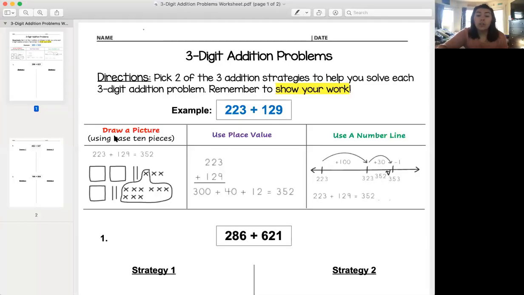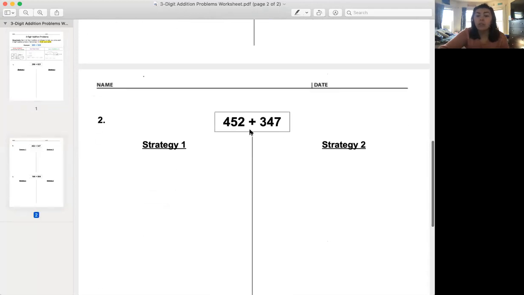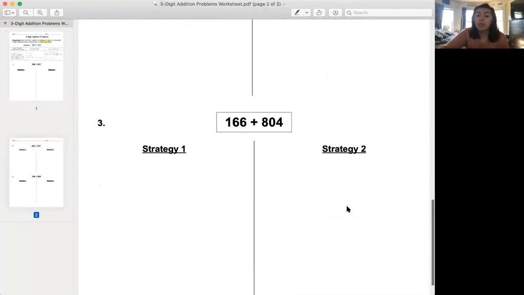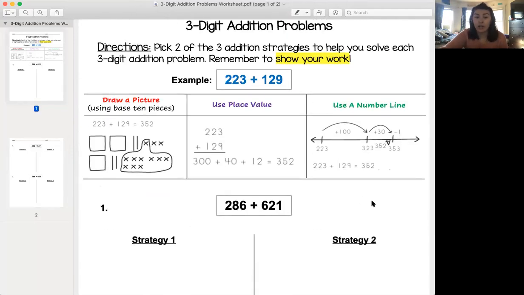So the 3 examples I gave you are right here at the top. So your job is going to be to use 2 of these for each one. So for this problem, you're going to do strategy 1 and strategy 2. For this addition 1, strategy 1, strategy 2, strategy 1, strategy 2. You can use the same strategy on each section if you want. So if you want to use base 10 and open number lines for every one, you can. But these have to be 2 different strategies.